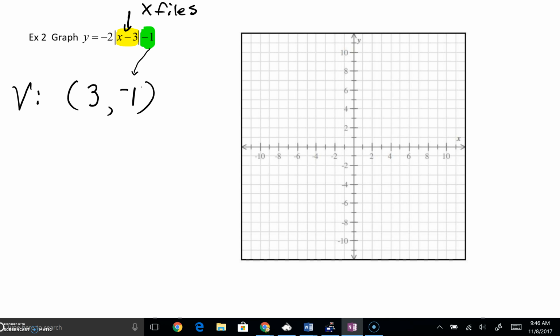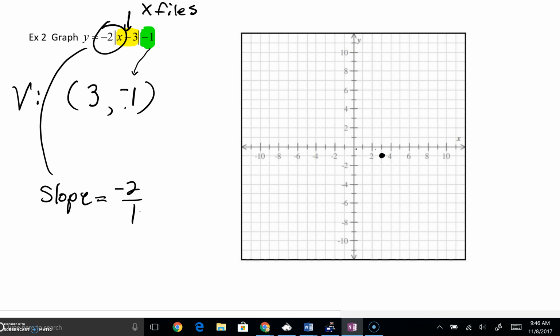Now, you can graph this. You can say, I'm going to go 3 to the right, and I'm going to go down 1, and there's my point, 3, -1. There's my vertex. Now, the slope is negative. Guys, if you get a negative slope, your V is upside down. It opens downward. And you're going to see why in just a second.